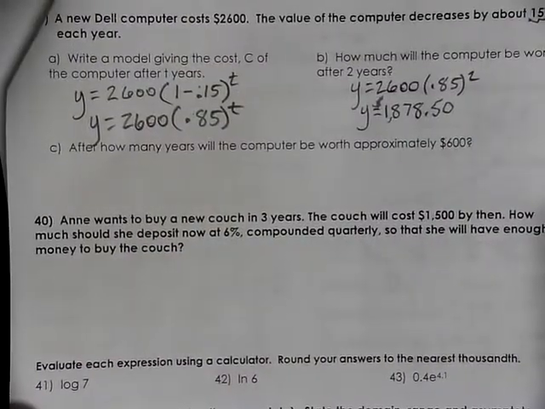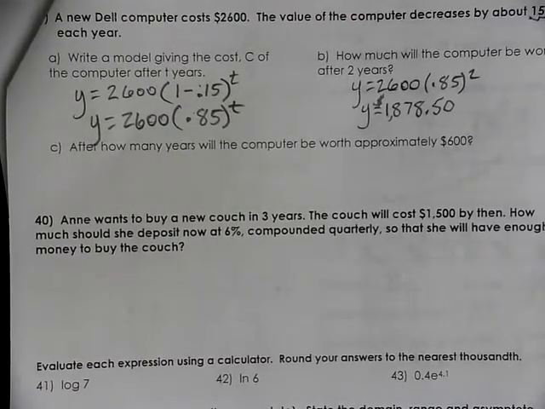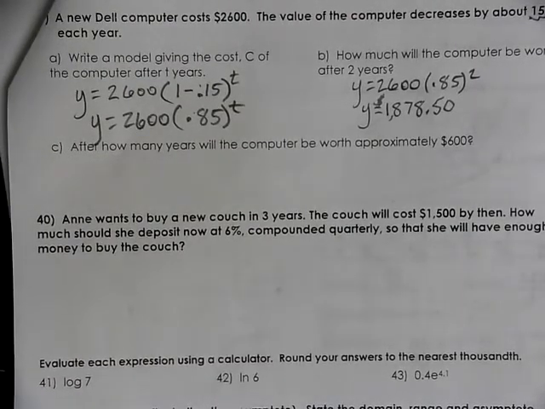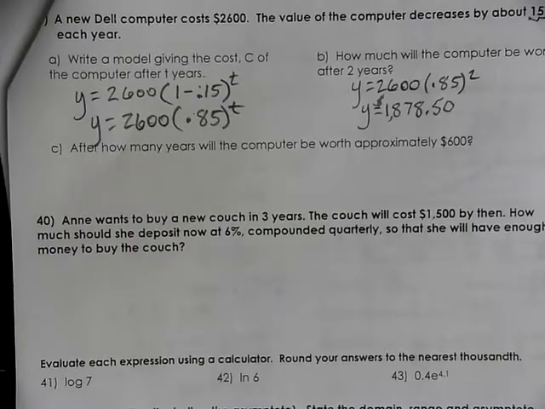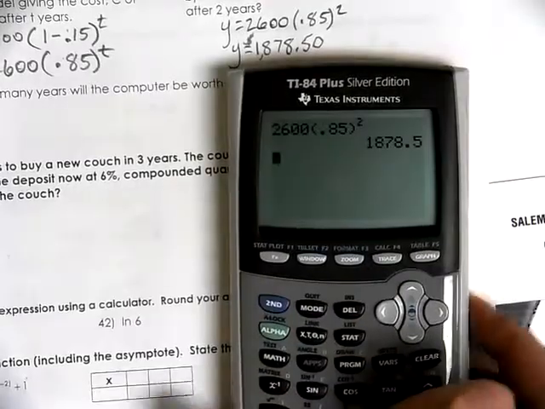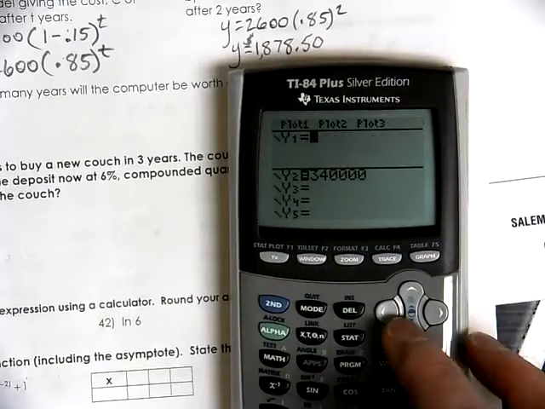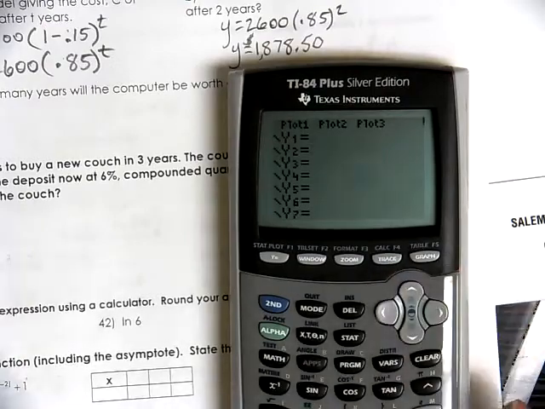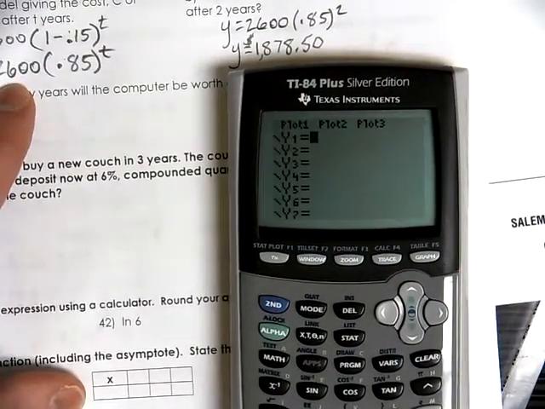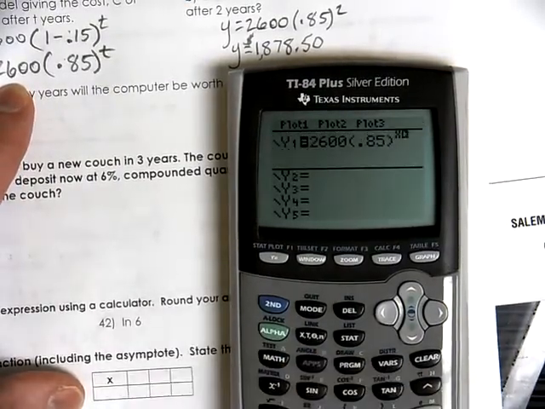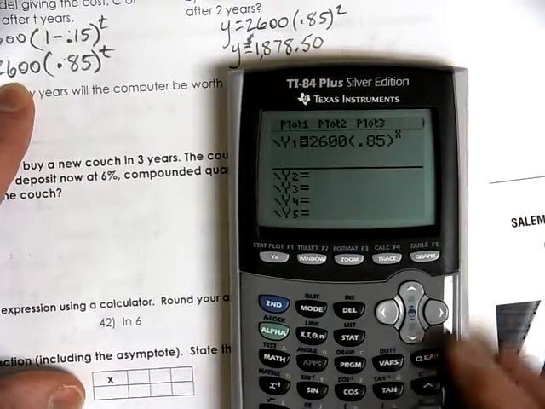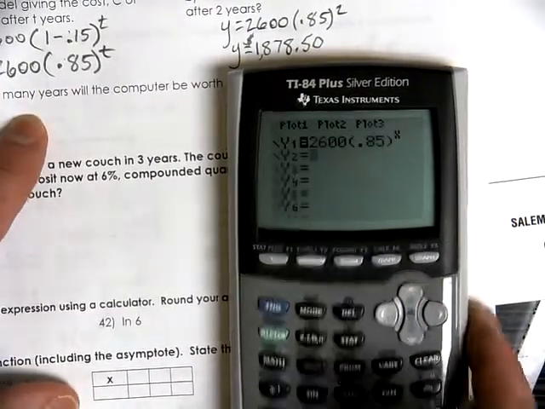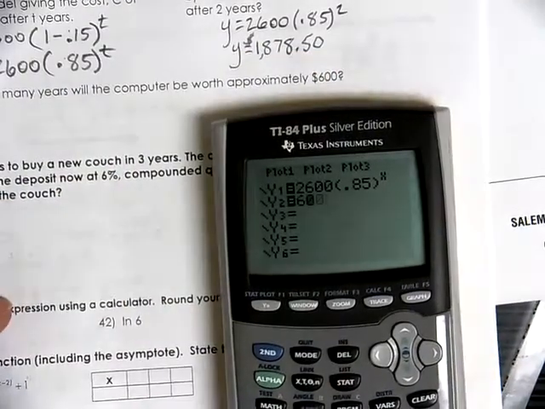After how many years will it be worth $600? Well, we can do this a couple different ways. We could do it on a graph. That'd probably be the quickest way. You could also use logarithms to help you calculate that value. So we have our 2,600, 0.85 to the x value. And what we want to see is when is this going to become $600?